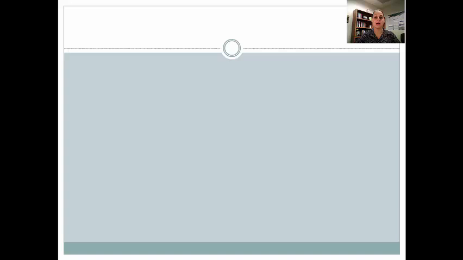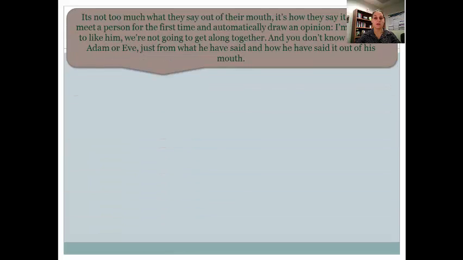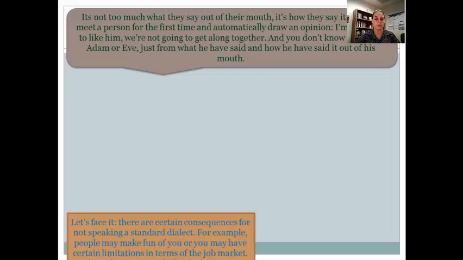So I'm going to show you a couple of colored speech bubbles that represent some of the things that people in the video American Tongues were saying about dialects and dialectal variation in the US. Okay, I'm going to read some of these out for you. It's not too much what they say out of their mouth, it's how they say it. You can meet a person for the first time and automatically draw an opinion. I'm not going to like him. We're not going to get along together. And you don't know him from Adam or Eve just from what he's said and how he's said it out of his mouth. And just note that these are word-for-word quotes from people in the video.